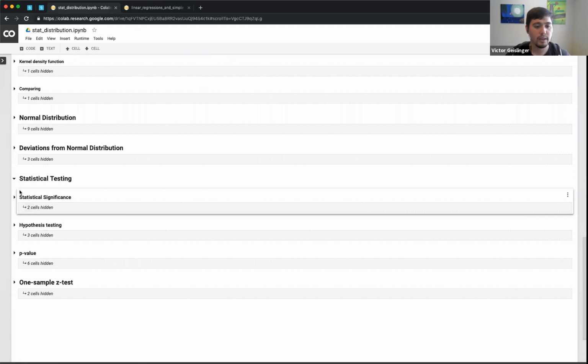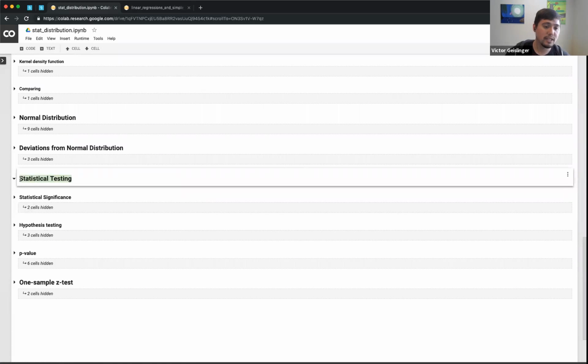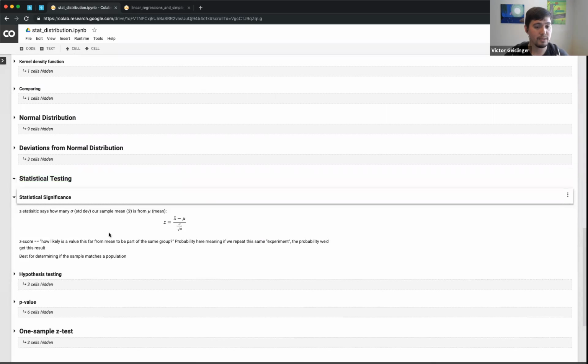So, statistical testing. Just a warning, we don't really do too much statistical testing in the project itself, but it is something that we will use a lot, especially in module 2. As a data scientist, you have to understand how to do statistical tests and understand what those things are supposed to mean. So let's talk about statistical testing.